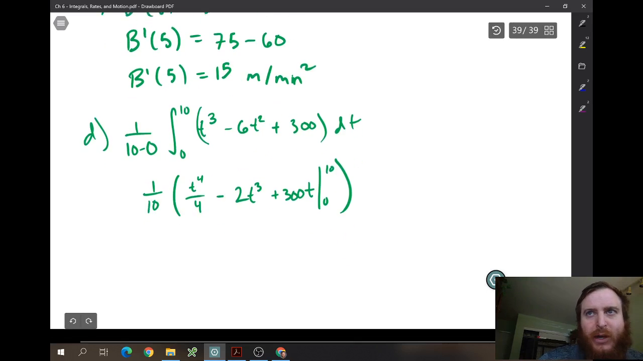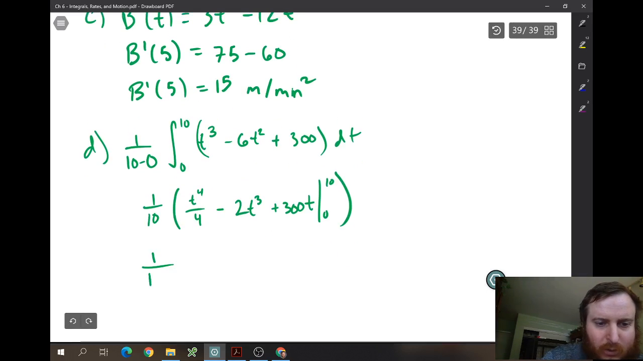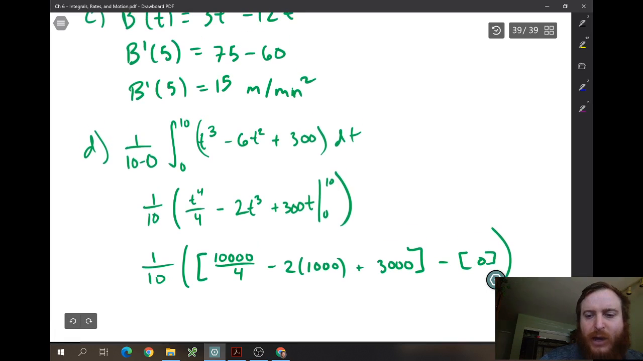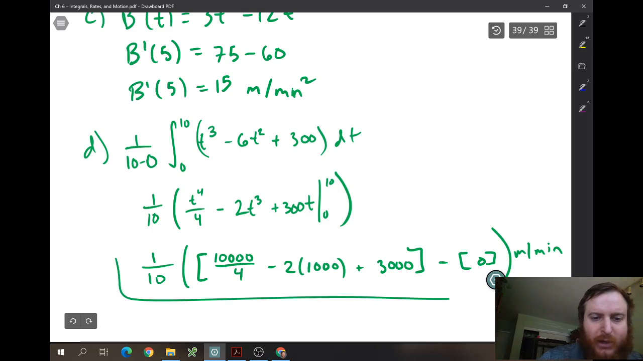Now, we do need to plug in, but we don't need to simplify. So I'm going to do this: 1/10 times 10 to the 4th, which is 10 with 4 zeros, over 4, minus 2 times 10 cubed, which is 1 with 3 zeros, plus 300 times 10, which will be 3,000. Then minus 0. And you can literally just leave your answer like that, but we do need our units, and our units will be meters per minute. So that's how I would answer. I would literally make that my answer.